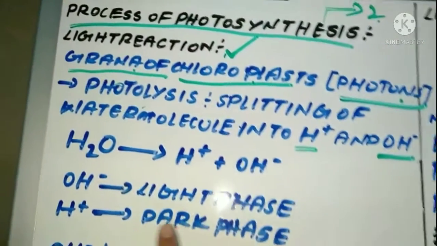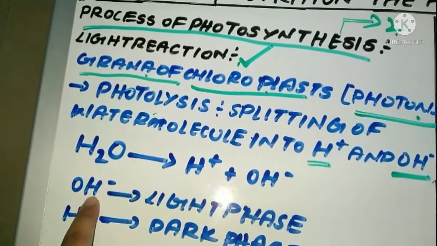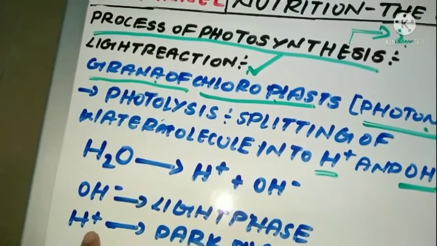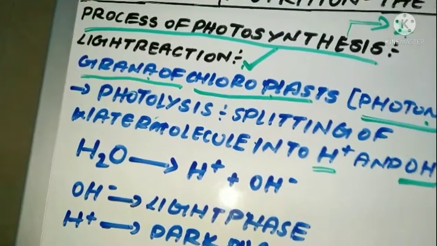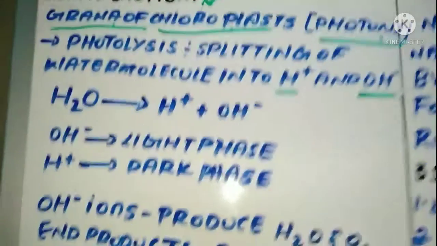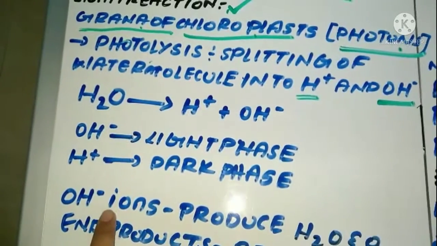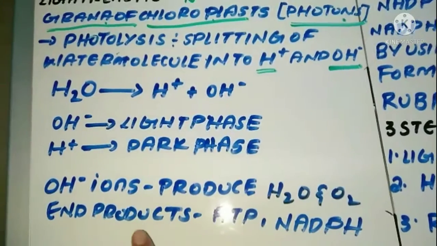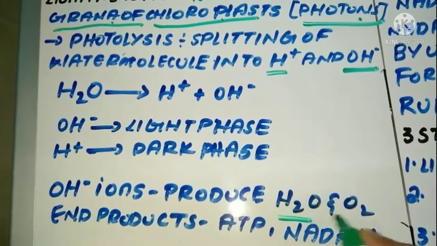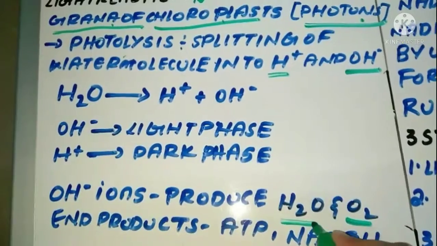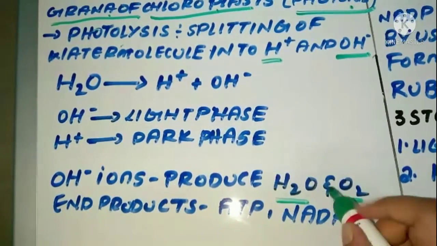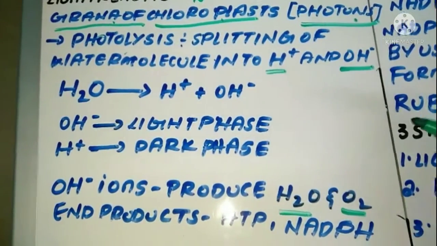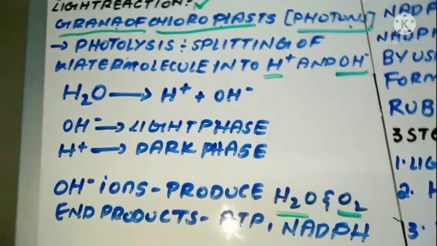In the next step, the OH minus ions which are produced in photolysis are used in the light phase, and the H plus ions which are produced in photolysis are used in the dark phase. The OH minus ions, by going through a series of steps, will produce H2O and O2. The water which is produced is used by the plant for its essentials, and the O2 is going to be released into the environment.